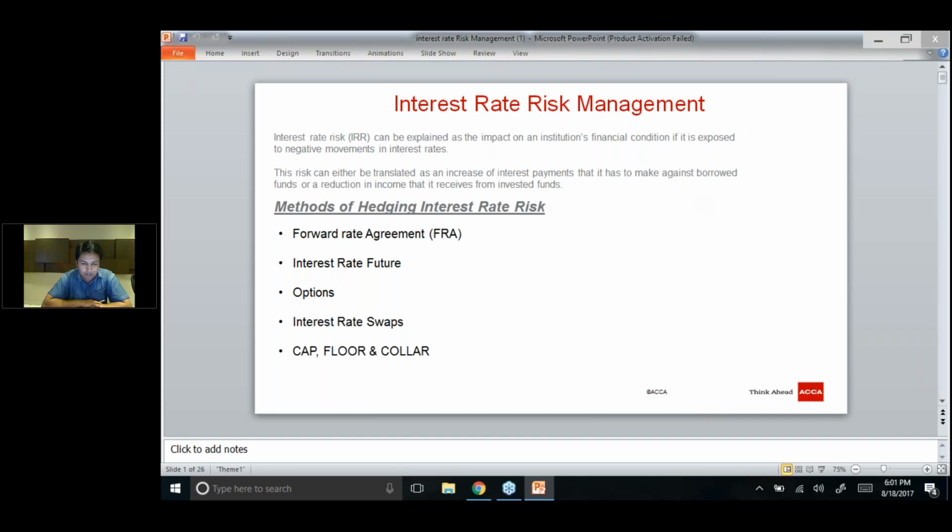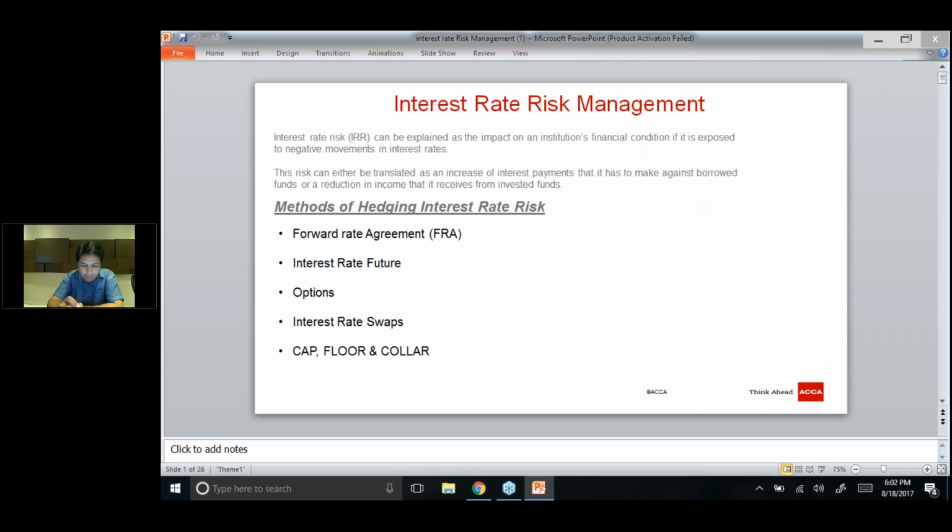Session. Our today's topic is interest rate risk management. Yesterday, we discussed foreign currency risk management. In today's topic, we will discuss interest rate risk management. Okay, the interest rate risk management, let's start.